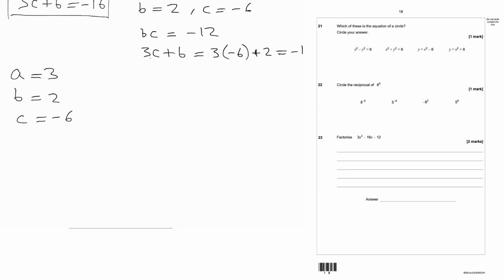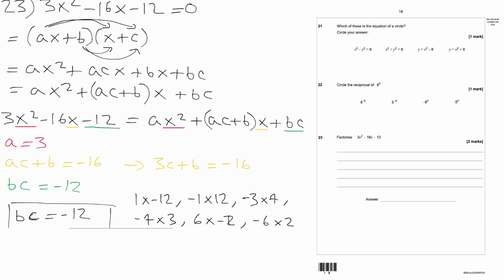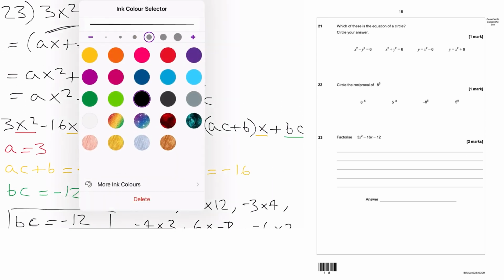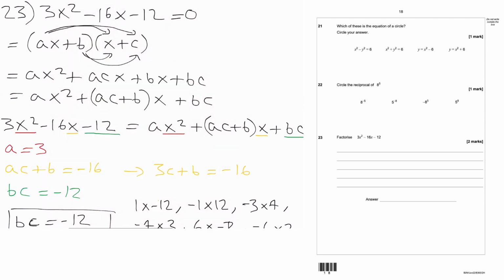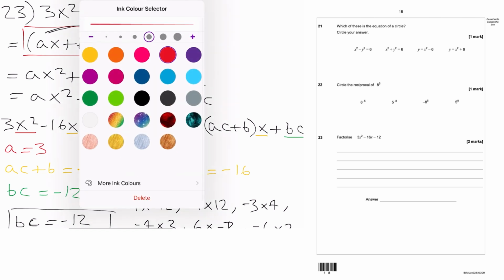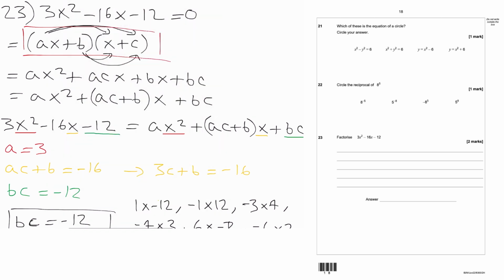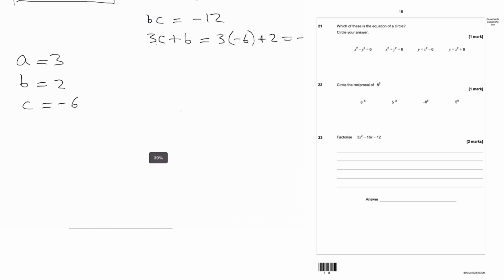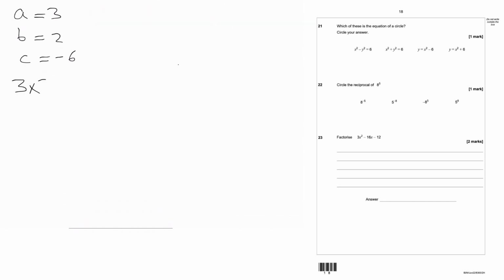So if we go all the way back to our original brackets, which I'll just highlight, we have ax plus b times x plus c. So let me just write this out. So we have 3x squared minus 16x minus 12 equals ax plus b times, and it was x plus c. So now we can just substitute our values of a, b, and c in.